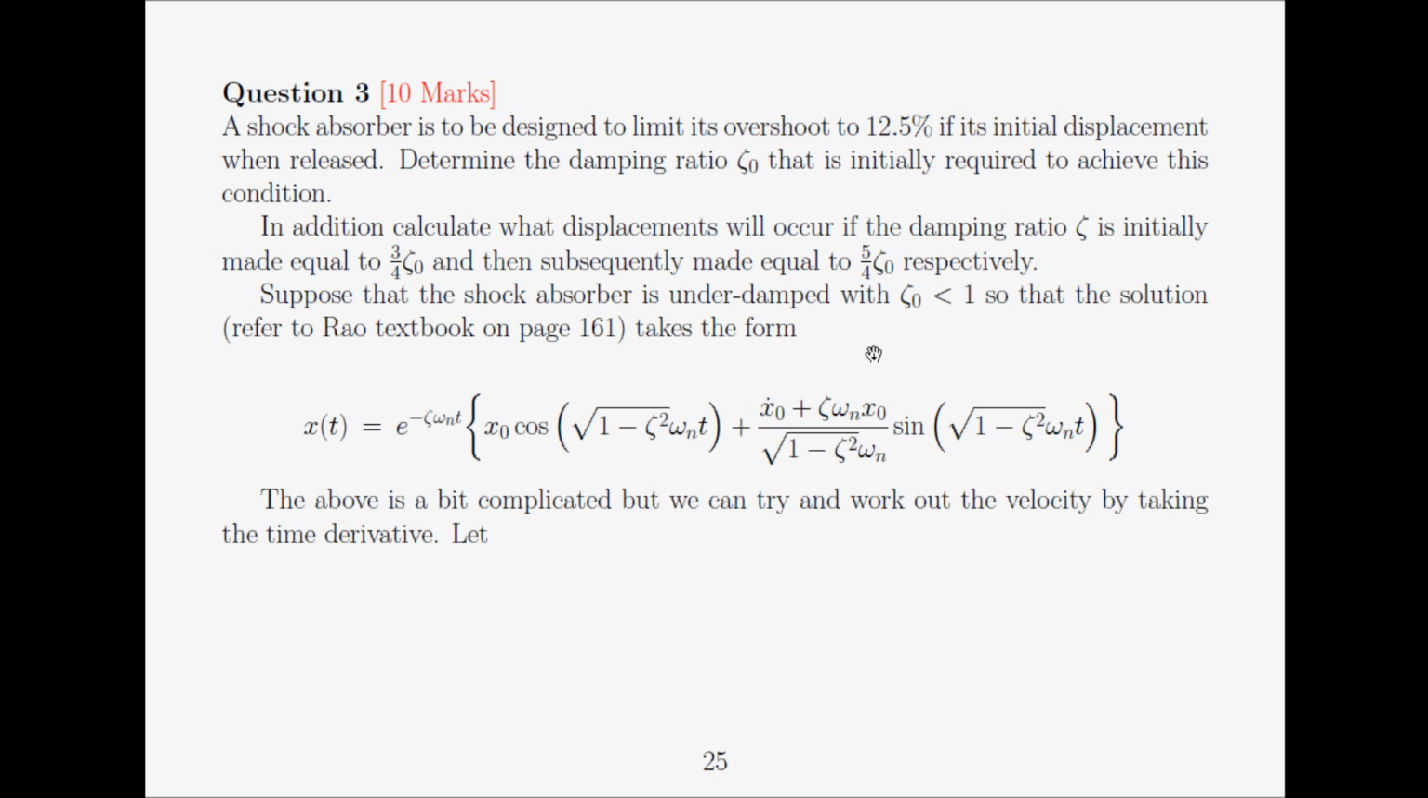We make some assumptions, and our first assumption is to assume the system is underdamped. In other words, the damping factor zeta is less than 1. Referring to the prescribed textbook by Rao, on page 161, we have a particular equation for the system response, x of t, as a function of the various parameters.